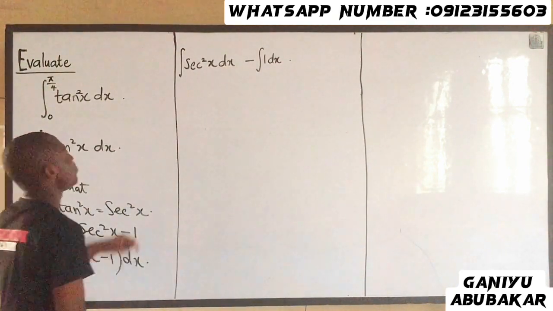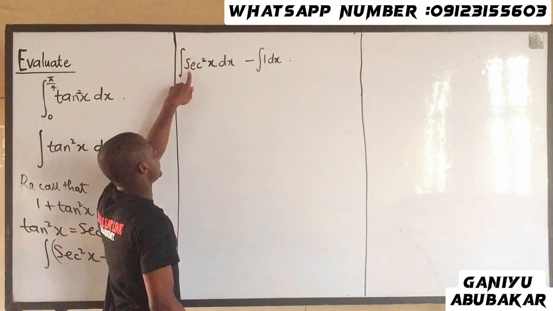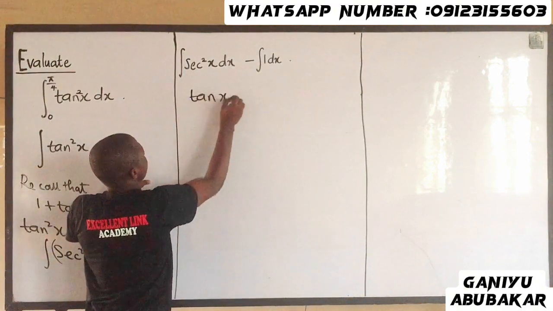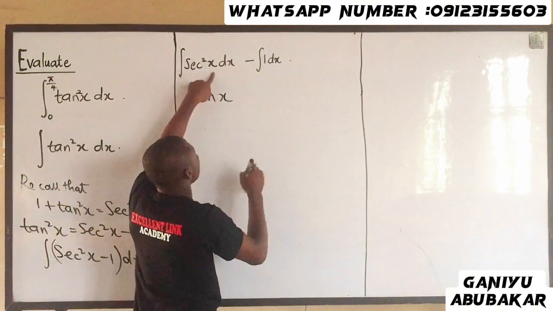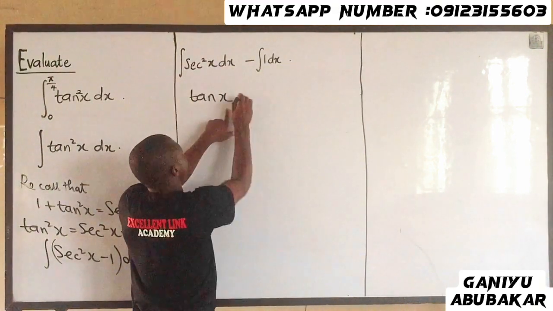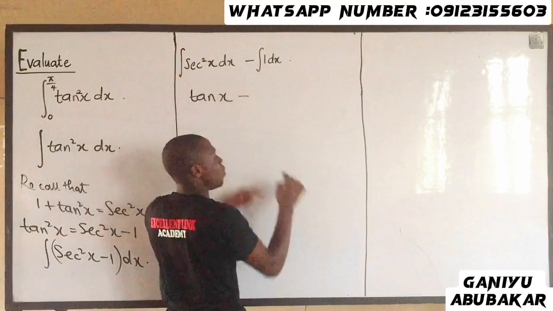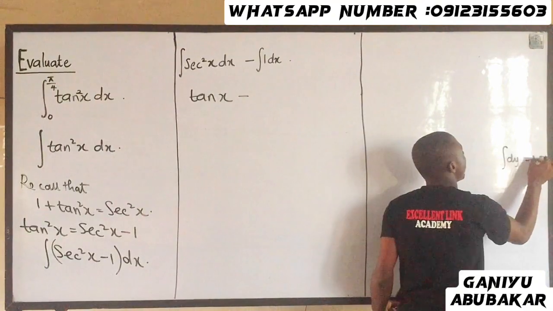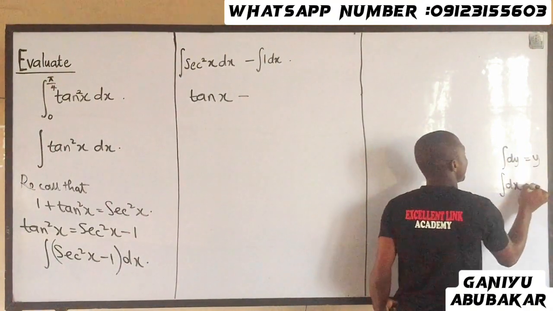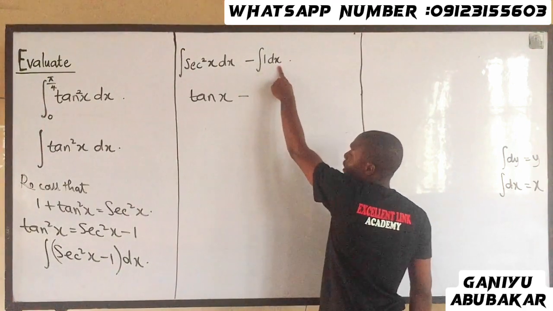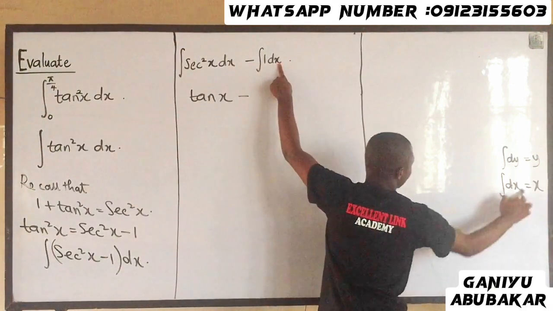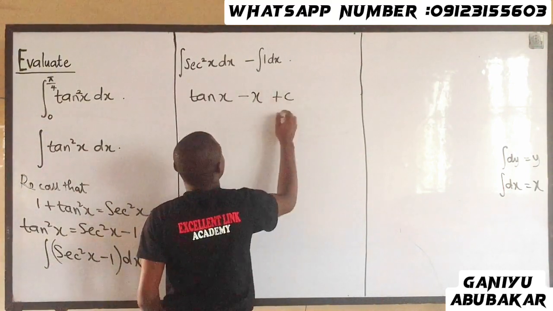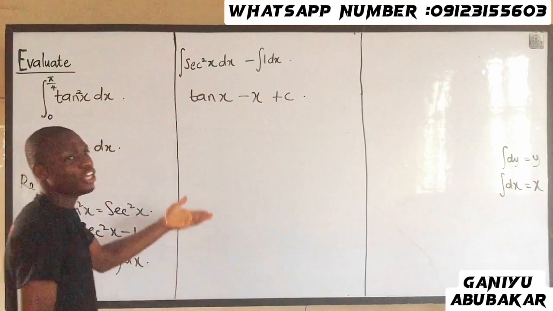So what's my next task here? My next task says that if I integrate sec squared x, I'll have tan x, right? So if I integrate sec squared x with respect to x, I'll have tan x. Minus, if I integrate dx, I said in our previous class under integration, if I integrate dy, I'll have y. If I integrate dx, I'll have x. Similarly, 1 times dx is simply dx. Integrate dx, I'll have x. Next up, plus c. This plus c is called the constant of integration.